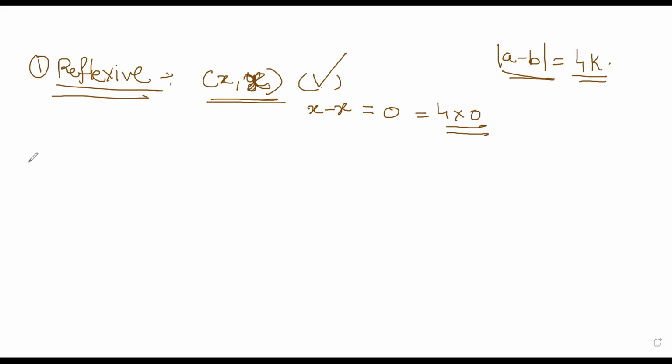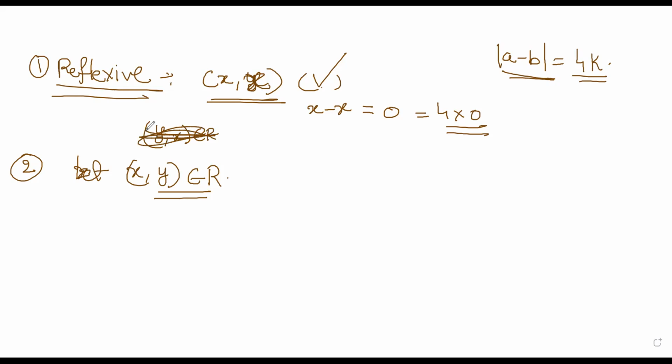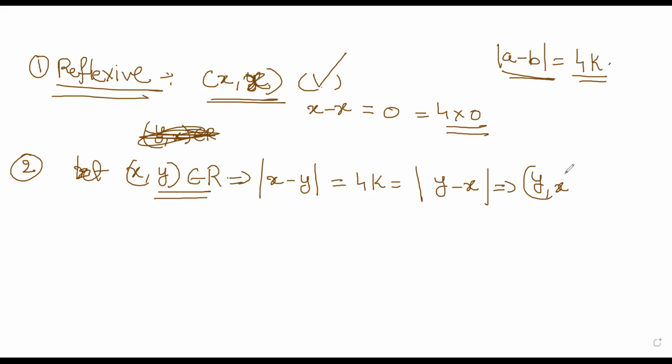First part done. Next one, the symmetric part. For the symmetry, we will take x comma y belongs to R. What we have to show in the symmetry is that when you topple this, y comma x should also belong to R. This is what we have to prove. It doesn't matter whether it is mod or not, because it's a negative multiple of 4. So x minus y is of the form 4k, which is equal to mod y minus x. This implies that y comma x also belongs to R. So it is symmetric.